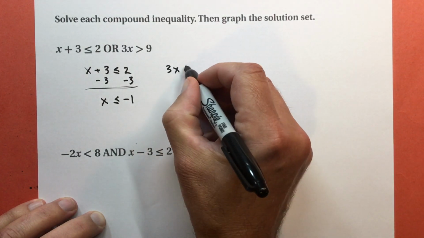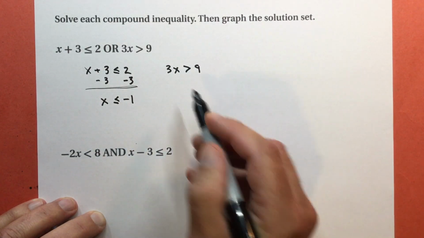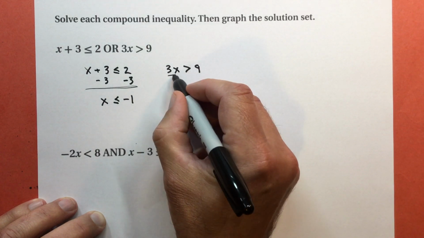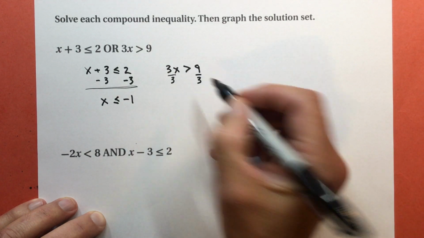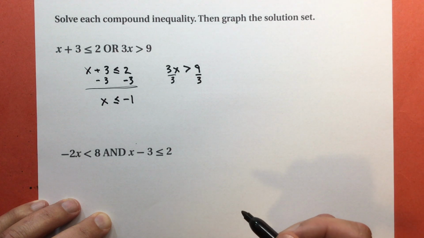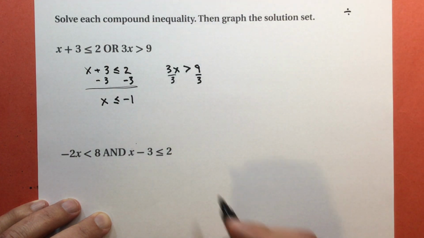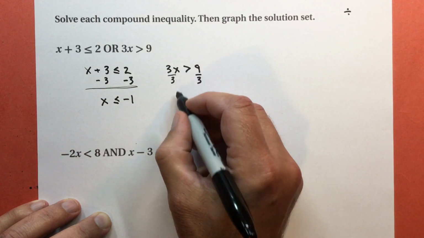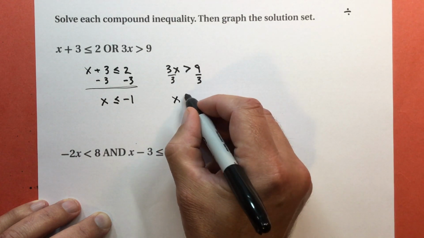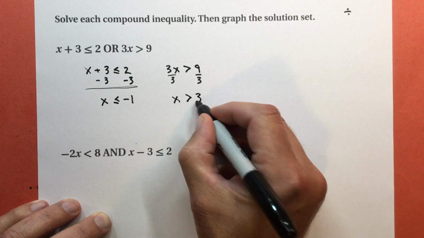3x is greater than 9. I'm multiplying the x by 3, so I'm going to divide by 3 using a horizontal fraction bar. I'm not going to use the obelus. The obelus is this thing. Don't use that. 3 divided by 3 is 1. 1 times x is x. 9 divided by 3 equals 3.